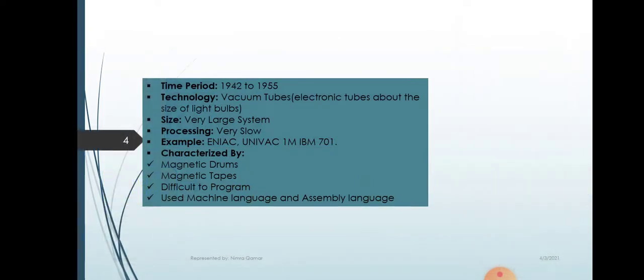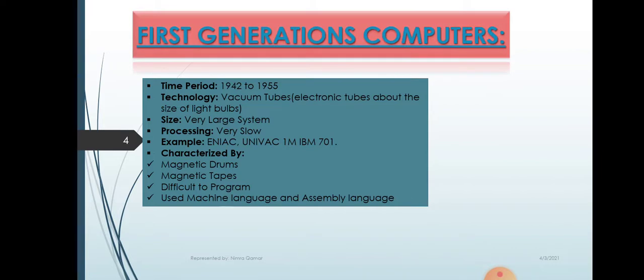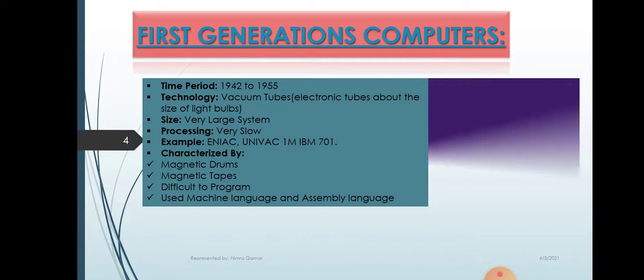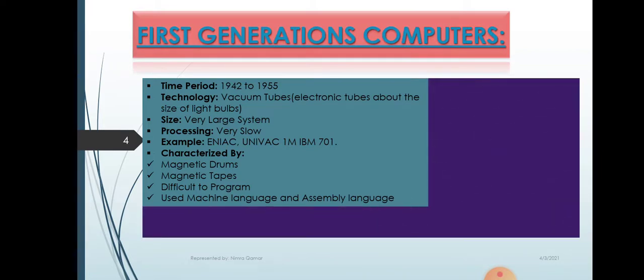In first generation of computer system, the time period starts from 1942 till 1955. The technology that is used in the first generation were named as vacuum tubes. Vacuum tubes are made up of small electronic tubes about the size of light bulbs. Thousands of them were connected to make up large circuits. So when they become large circuits, we can use them for many other calculations.